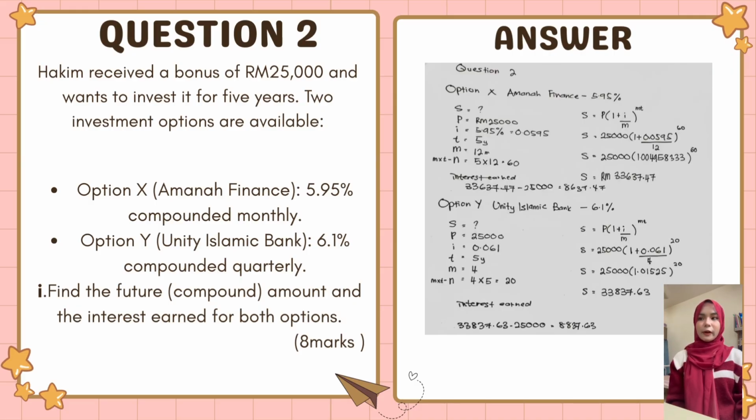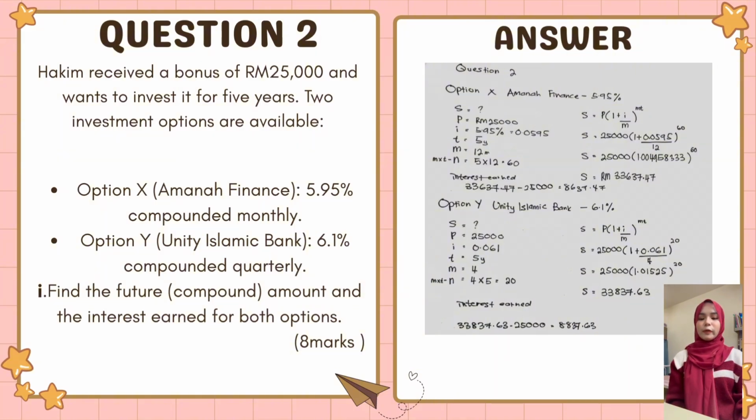S equal to 25,000 ringgit open bracket 1.00495833 close bracket to the power 60. S is 33,637.47 ringgit. To find the interest earned, we use the formula S minus P. So 33,637.47 minus 25,000 ringgit, and we get the interest is 8,637.47.